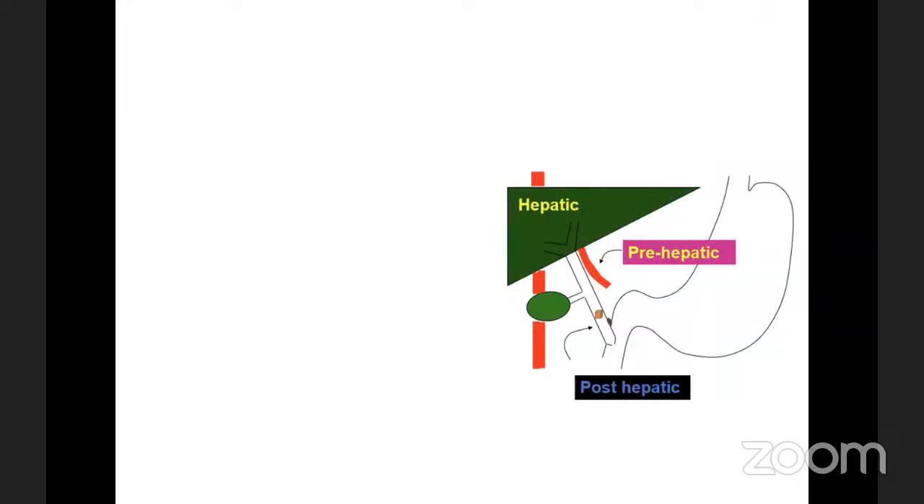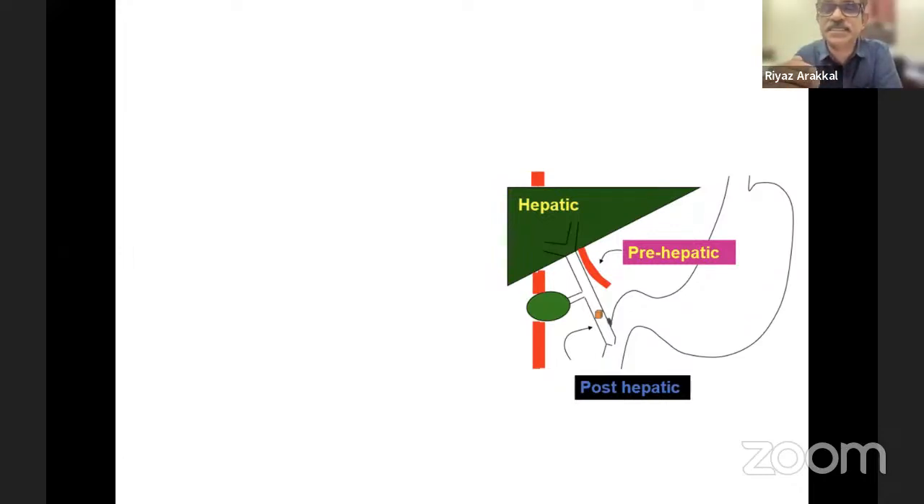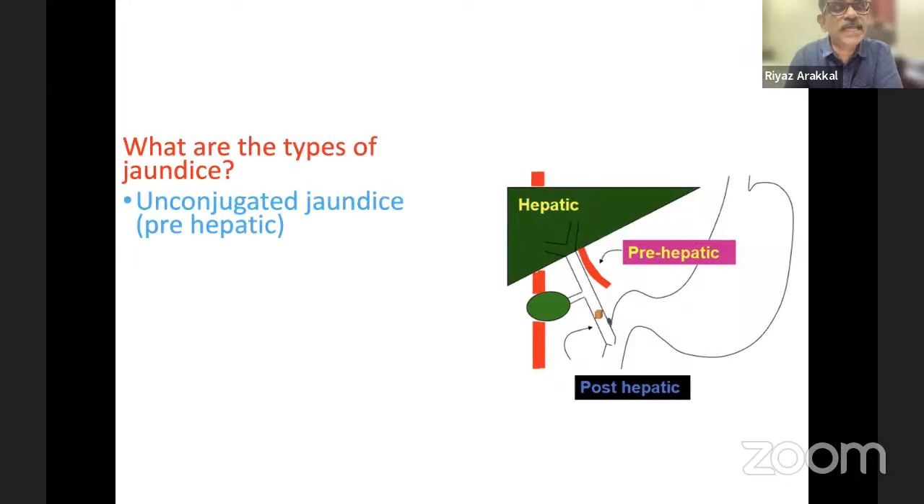Depending upon the cytopathology, when the liver is damaged, it's called hepatic jaundice. The classic example is hepatitis. When there is some obstruction beyond the liver, that's called post-hepatic jaundice. The classic example in pediatrics is biliary atresia. And sometimes the liver is entirely normal. That is pre-hepatic jaundice. The classic example is hemolytic jaundice.